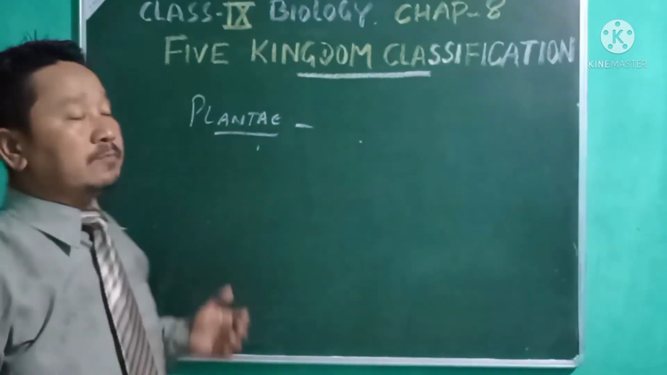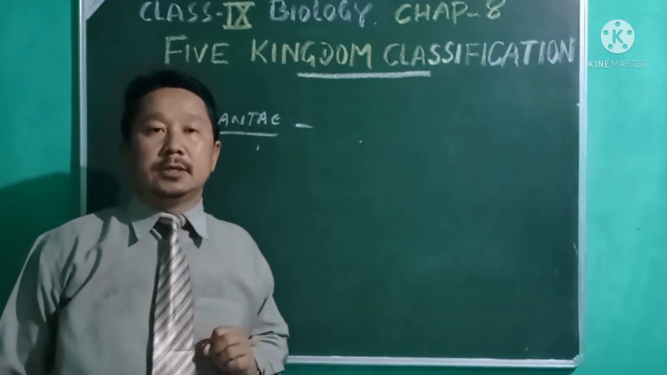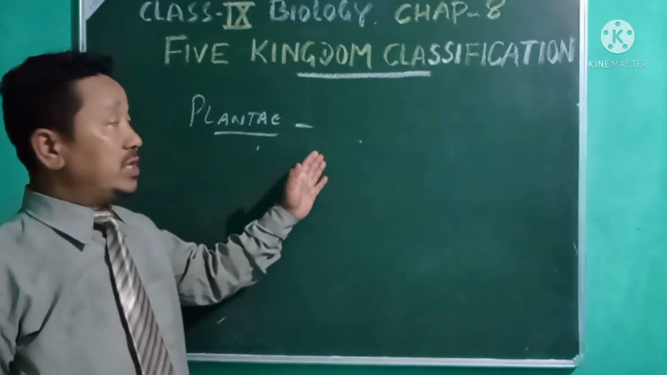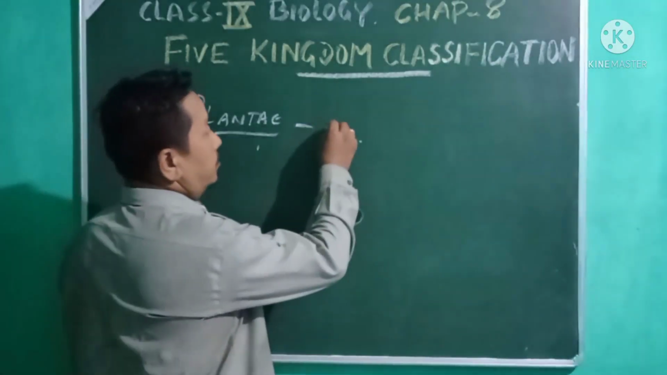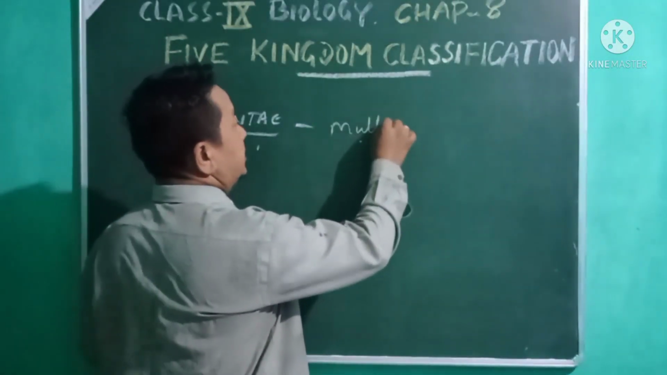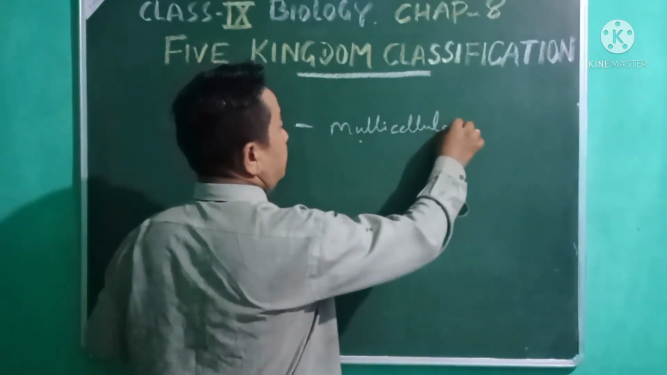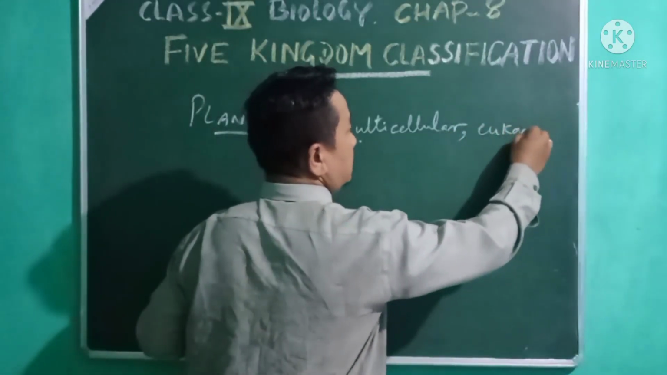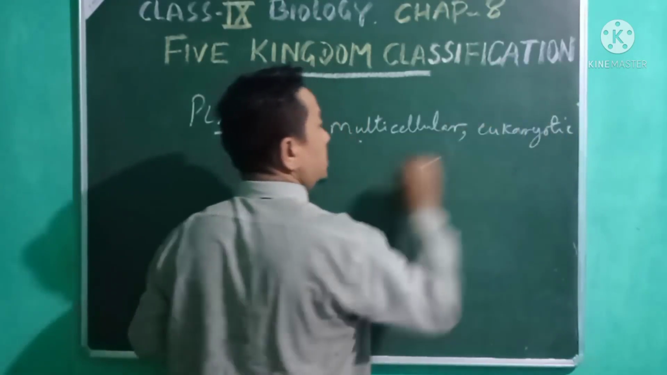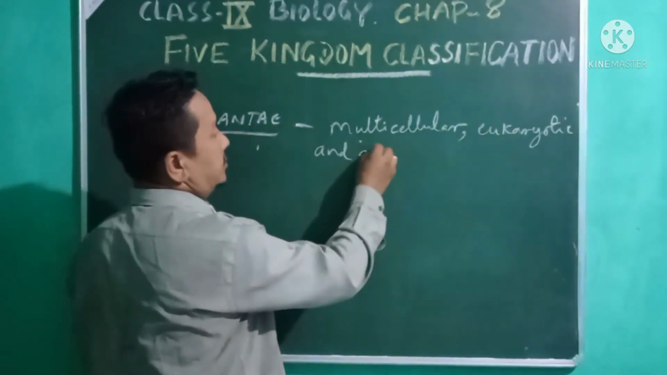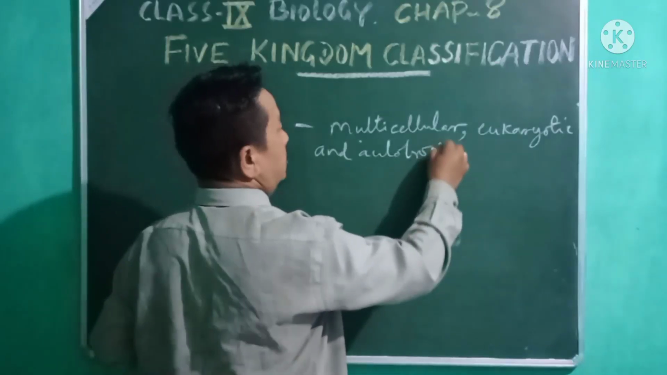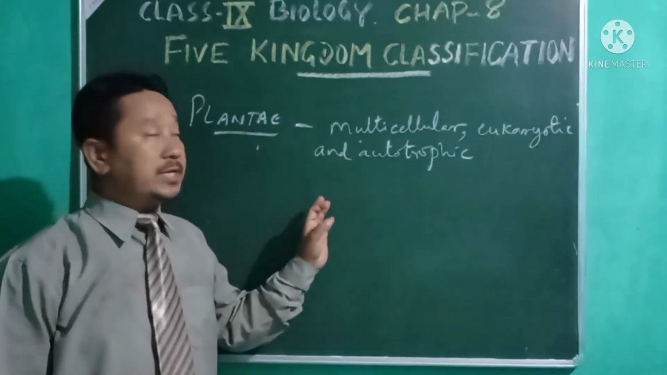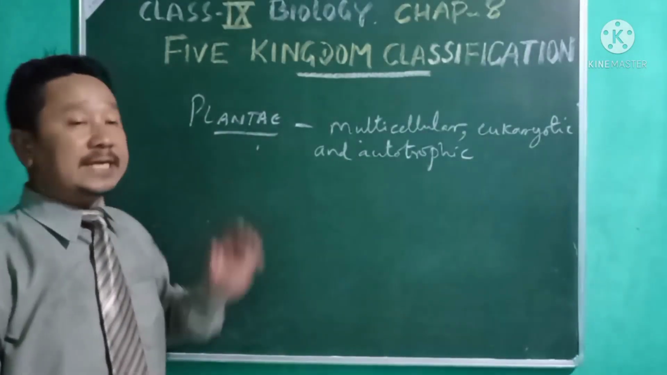So kingdom Plantae means all the organisms having these properties, the properties which I am going to write out here. Multicellular, eukaryotic, and autotrophic. So these are the three important properties the members of Plantae exhibit.